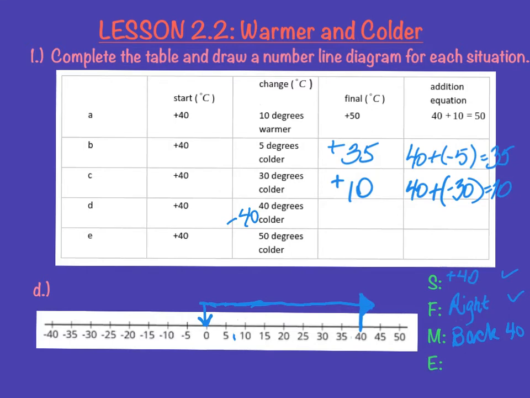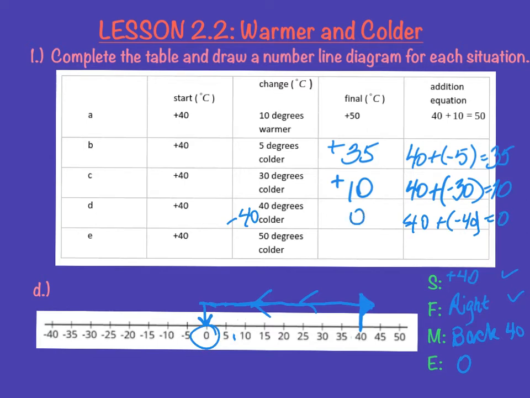Right? So, remember I moved in this direction. I ended here at 0 because that distance is 40. Okay? Move back 40, I end up at 0. So this is 40 plus negative 40 equals 0.